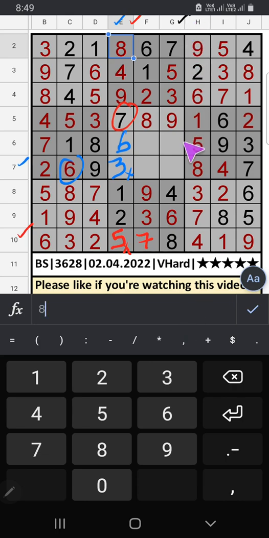Column G, two numbers are remaining, 1 and 2. 7th row we have 2, so 2 can't come in this cell, 2 is confirmed here, then 1 is here. Column F, two numbers are remaining, 4 and 5. 6th row we have 5, so 5 can't come in this cell, 5 is confirmed here, then 4 is here.